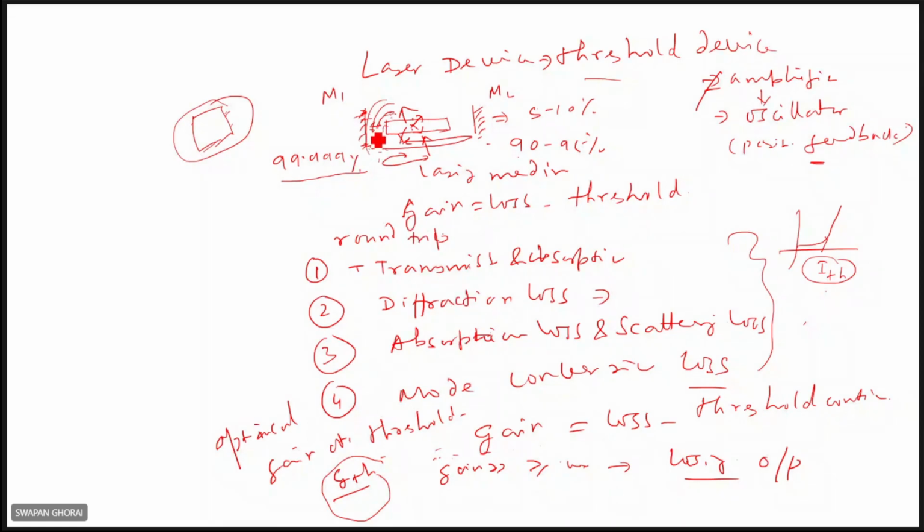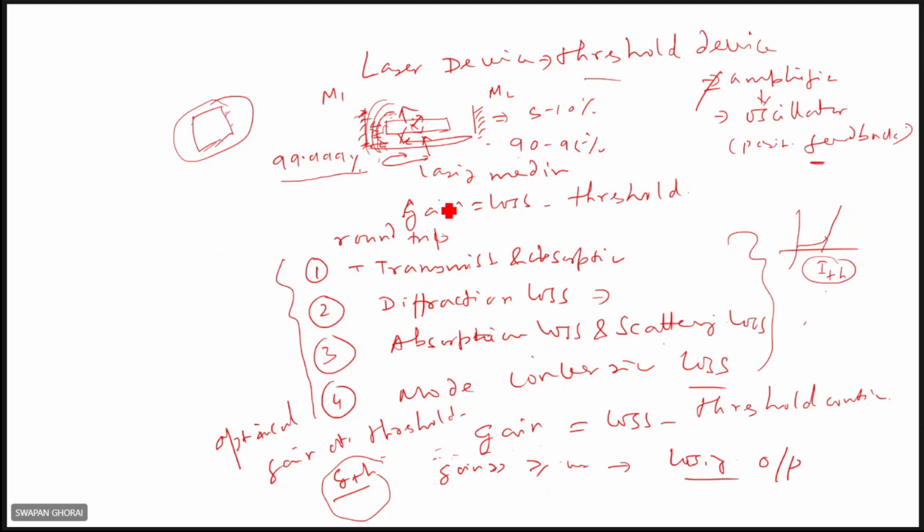Also, when the photons traverse through the medium, there will be absorption. Also, there will be scattering. So there will be absorption loss and scattering loss. Also, a laser is a multimode resonator. So many modes will be generated. And whenever mode conversion takes place from lower order modes to higher order modes, the higher order modes are less tightly bound, so generally they will not be sustained within the cavity, so loss will be there. So during mode conversion also loss will be there. So these are the different losses.